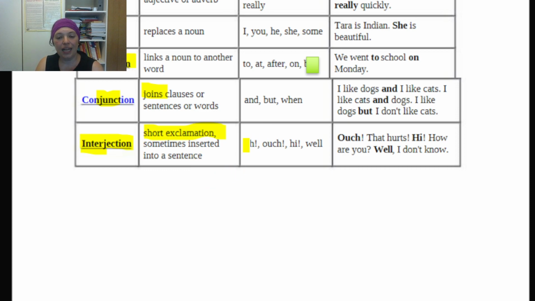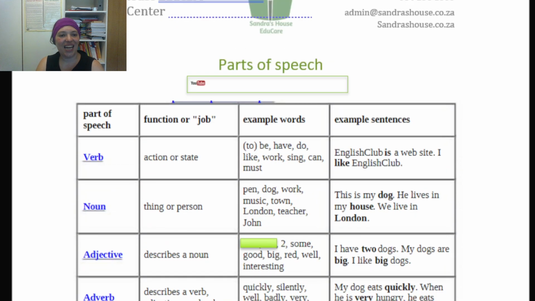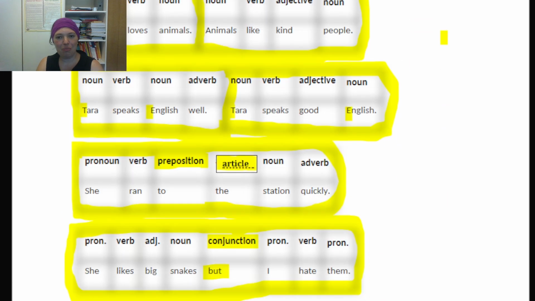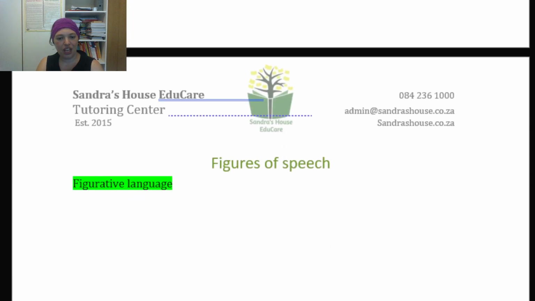So in Afrikaans we call it a tussenwerpsel. I don't know if you can remember it. Tussenwerpsel. Alright. So that was my story about parts of speech.